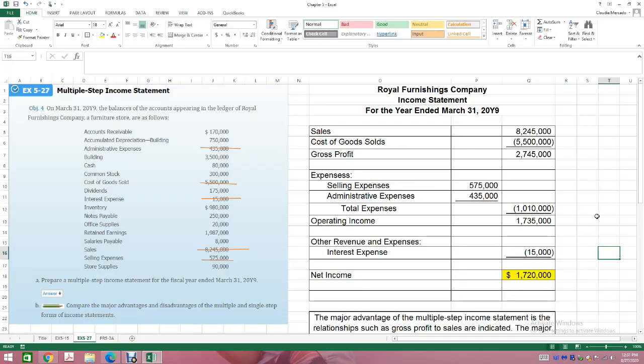Okay, so it can be a little bit more complicated. It's just a different format of setting up your income statement. You can do a multiple step, a single step. It just depends on the preference of your business and what it is that you're trying to accomplish with that income statement. Okay, but that is basically how you prepare an income statement.